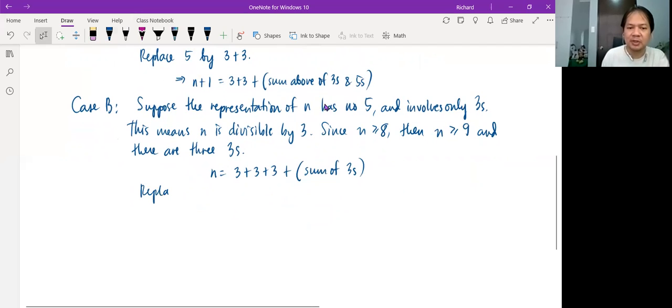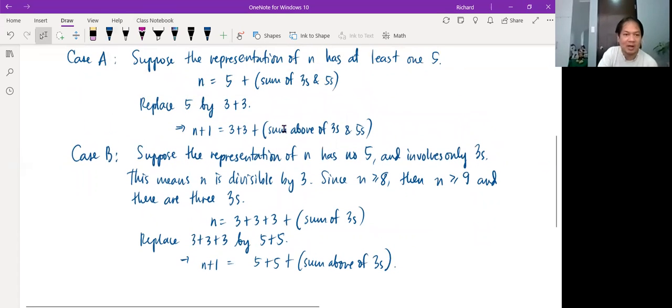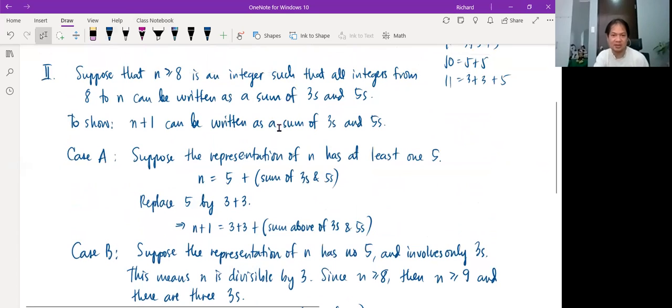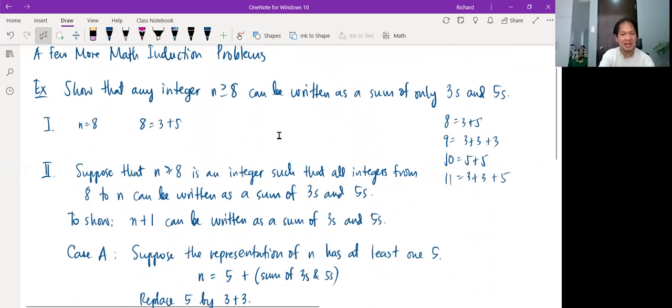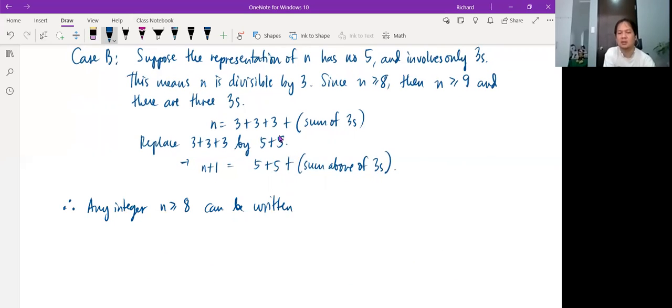So what we're going to do is replace 3 plus 3 plus 3 by 5 plus 5, giving us the following representation for n plus 1: 5 plus 5 plus the sum above of 3s. All right, so what we have shown is that, in whichever case, the fact that n can be written as a sum of 3s and 5s means that indeed n plus 1 can be written as a sum of 3s and 5s. And that's it. Therefore, any integer n can be written as a sum of 3s and 5s.